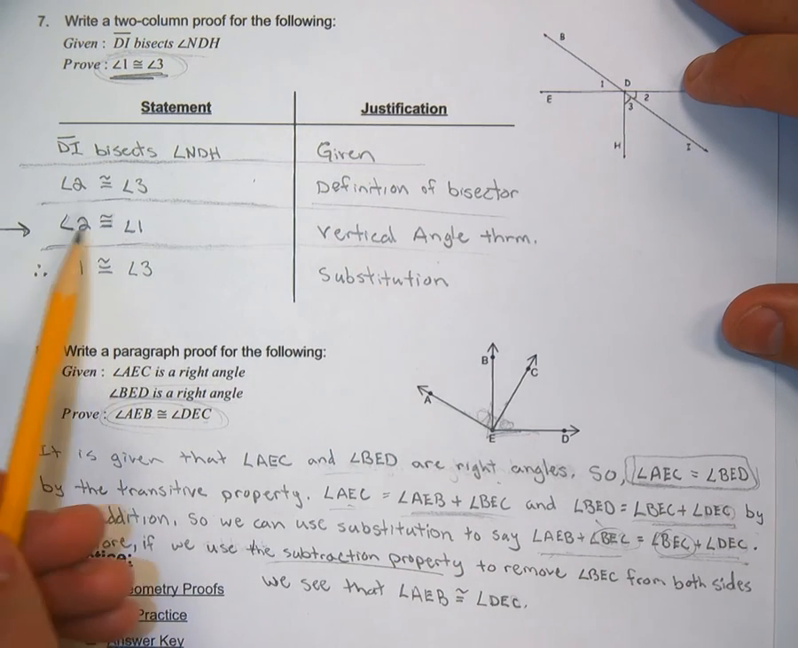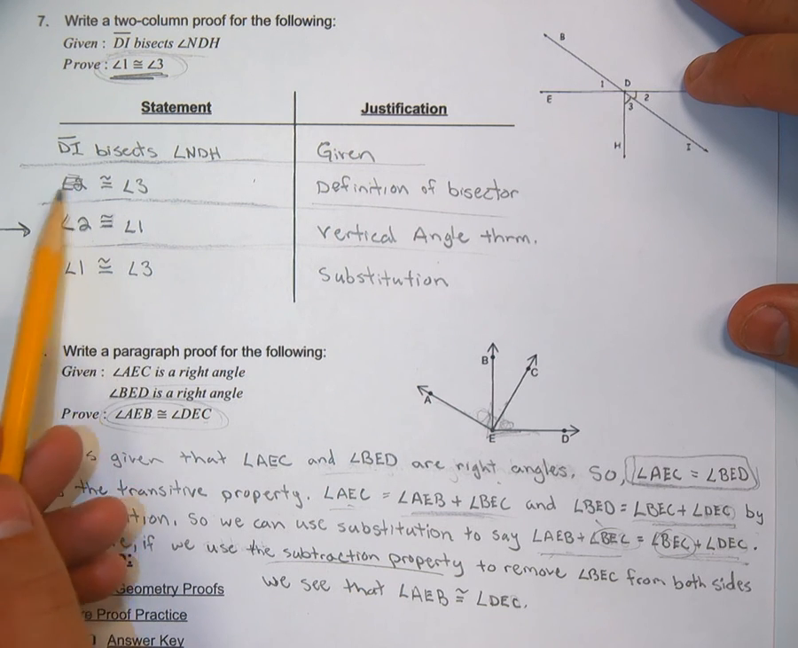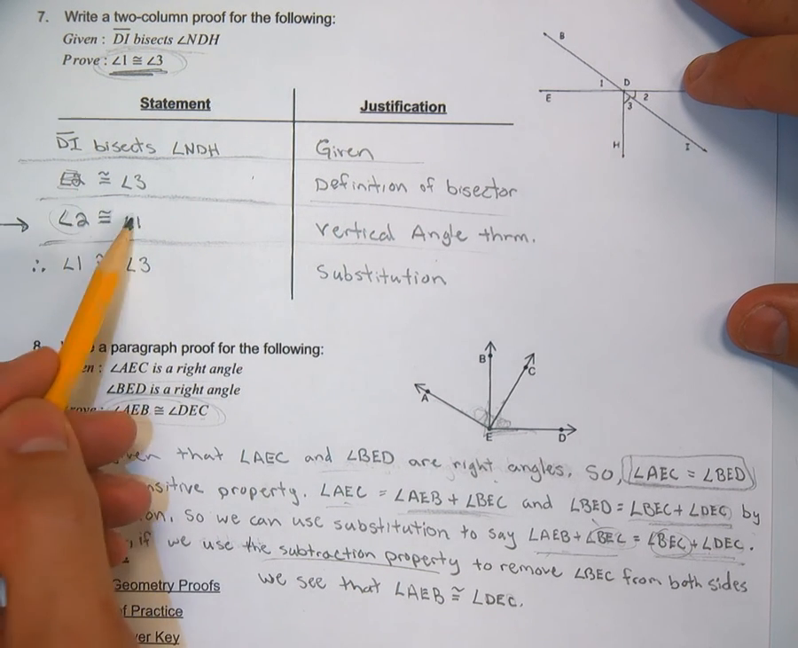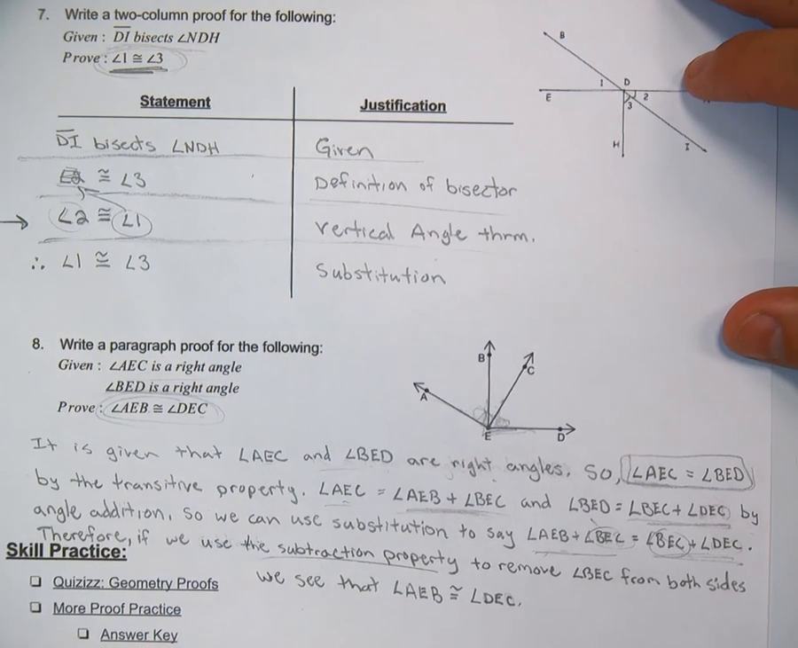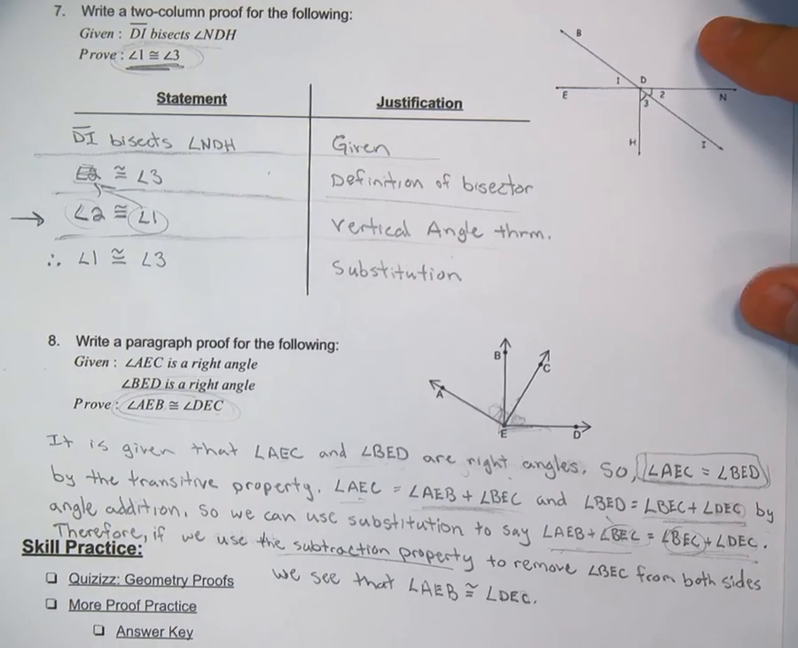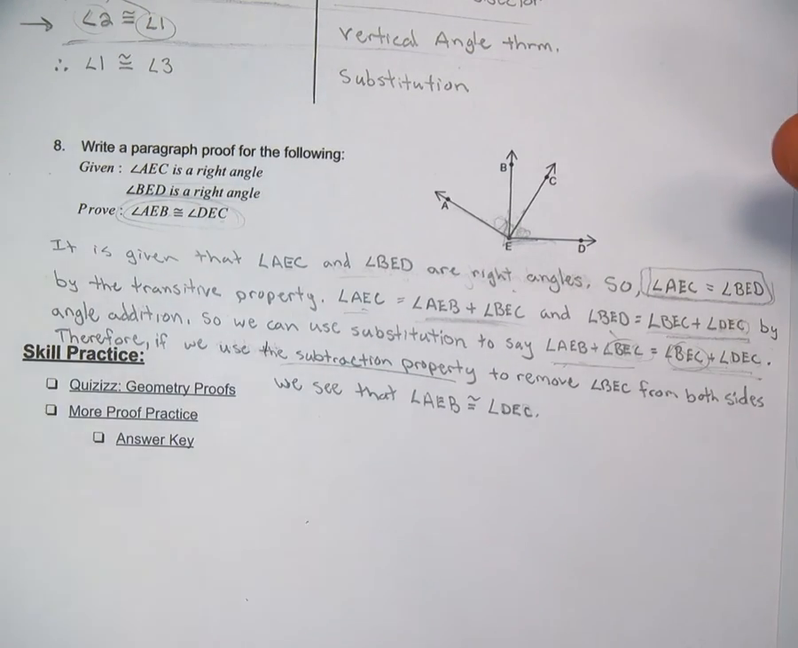Once I know that, I can substitute that 2 for 1. I can take this out of the equation because 2 is equal to 1 and put the 1 in there. So I have angle 1 is congruent to angle 3 by substitution. Woo! All right, this one, I told you, paragraph proofs. Let's do it.